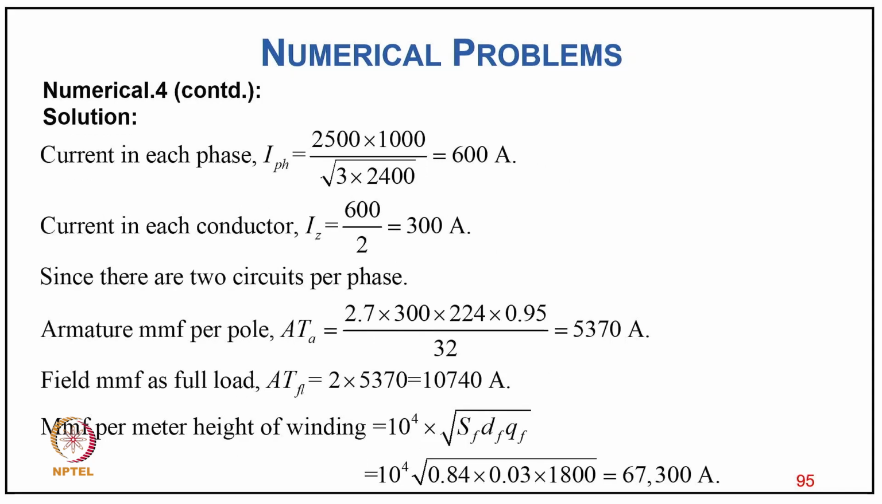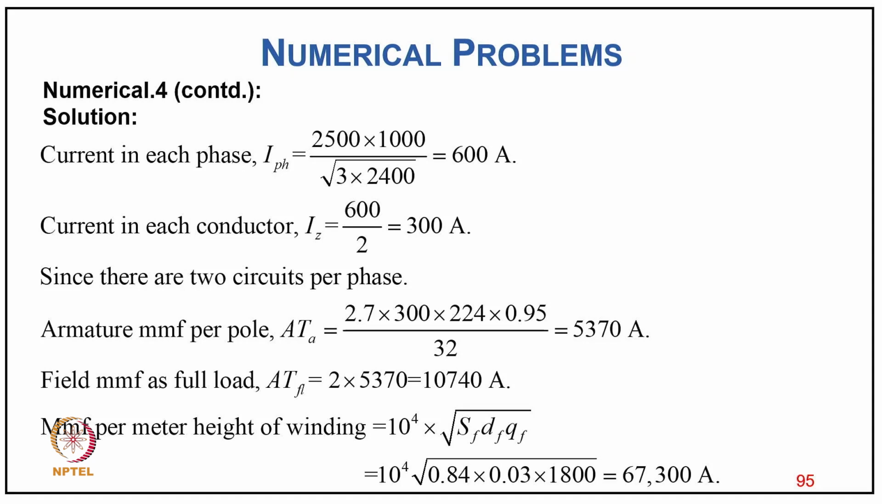The current in each phase from the kVA relation comes like 600 ampere. Current in each conductor, IZ equal to 600 by 2, that's 300 ampere. And since there are two circuits per phase, armature ampere turns 88.7 IPH TPH into kW divided by P, that comes 575370, and field MMF at full load equal to 2 into 88, that's 1740 ampere.